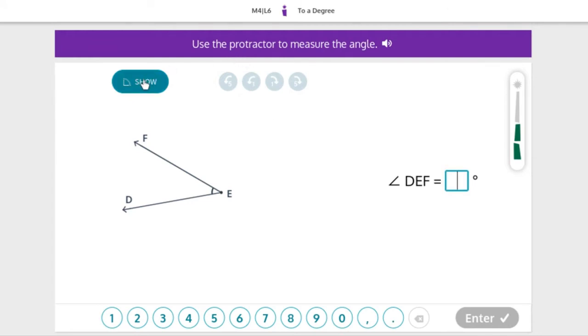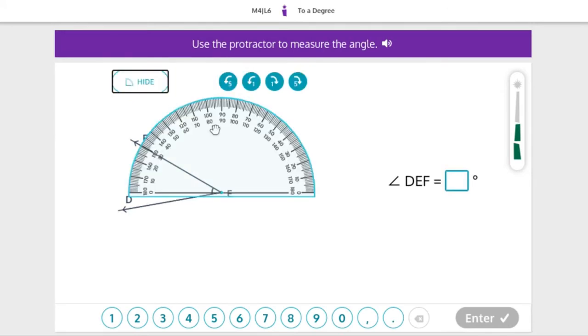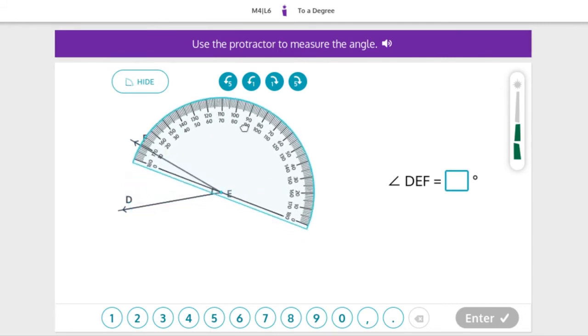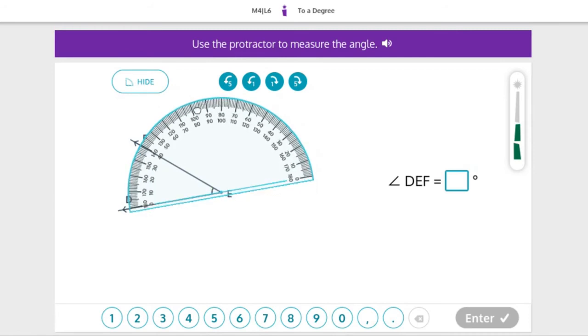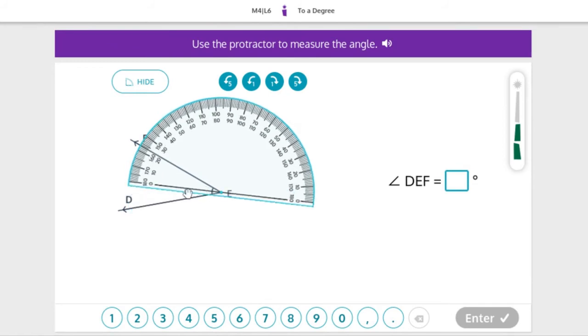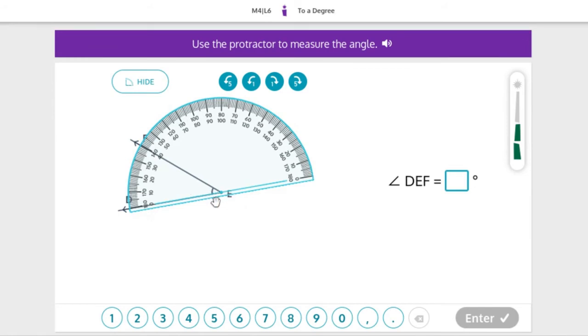Use a protractor to measure the angle. Same thing. We're going to show it. Now, this is where it gets a little trickier because, again, I need to line up this line on the 0. Notice I can't do this. I have to put that 0 line so it lays flat right here on this bottom ray of this angle. Then I'm doing the same thing, following this line up to see where it crosses on the protractor.